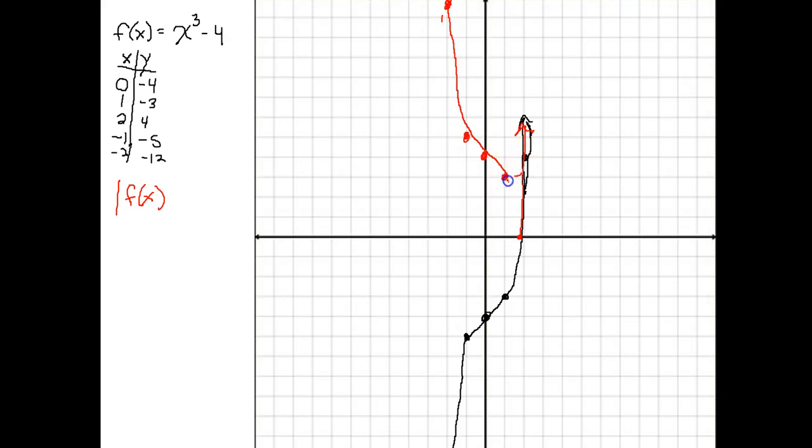So all of that stuff reflects up, but then this part that's already above the x-axis gets to stay there. So the absolute value looks really interesting. It's kind of fun.